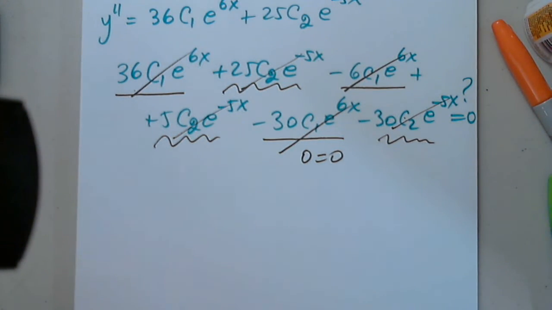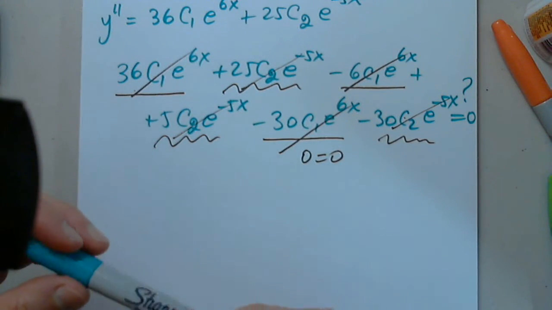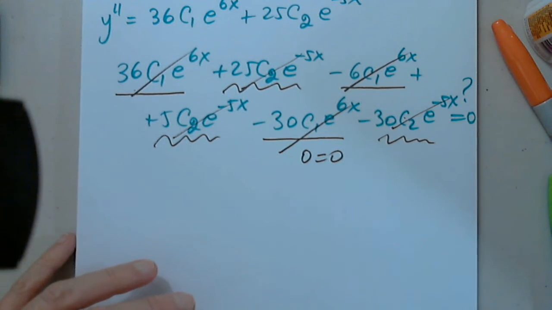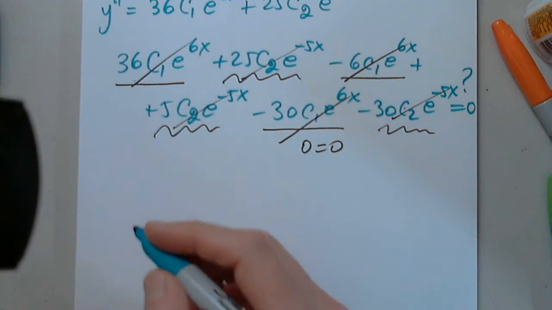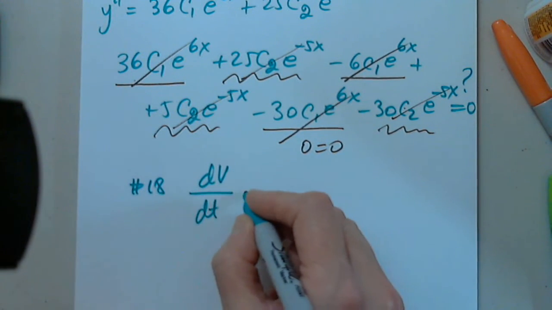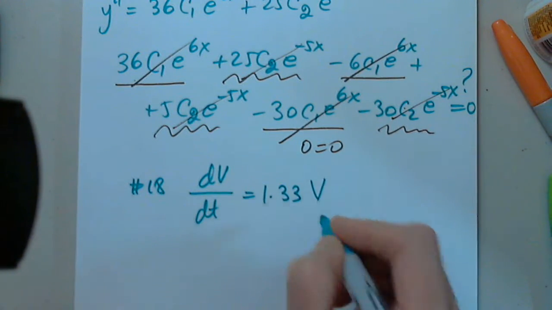Okay, so in this new set, find the general solution of each differential equation and then check it. Any preference, or I will choose? Number 18. Let's look at 18. So in 18, we have dv over dt equals 1.33v. Excellent.